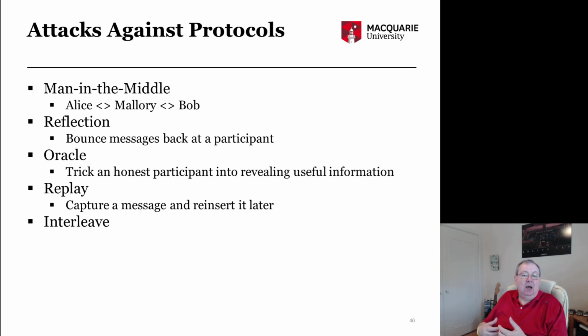Man-in-the-middle attacks, like Alice talking to Bob, but Mallory is in the middle. We talked about reflection attacks, in which you bounce messages back at a participant. There's Oracle, where you actually send stuff to a participant, and they then send you back a reply which has done something to what you sent, perhaps signing it for you or whatever. Replay attacks, which capture a message and then reinsert it later. And there are various more complex, what are called interleaving attacks.